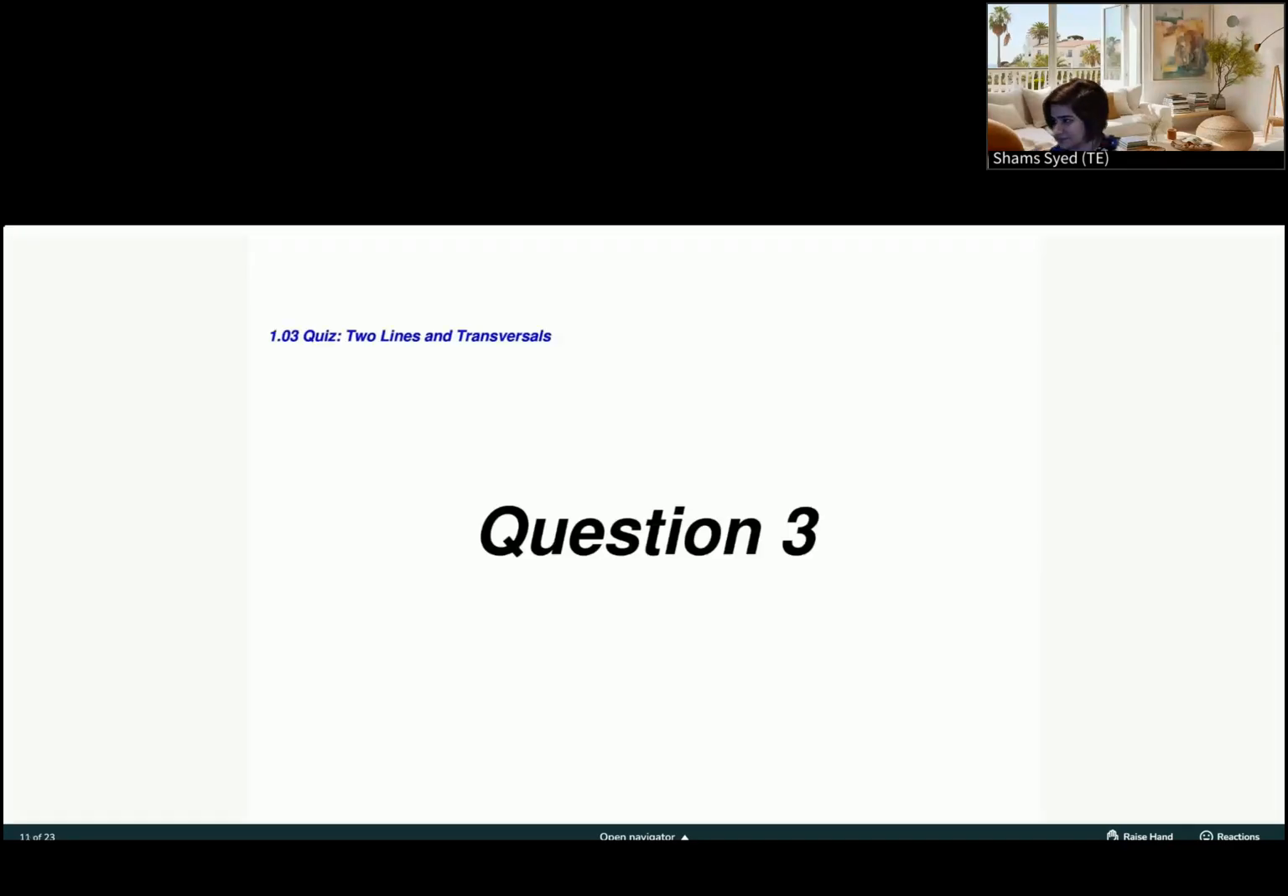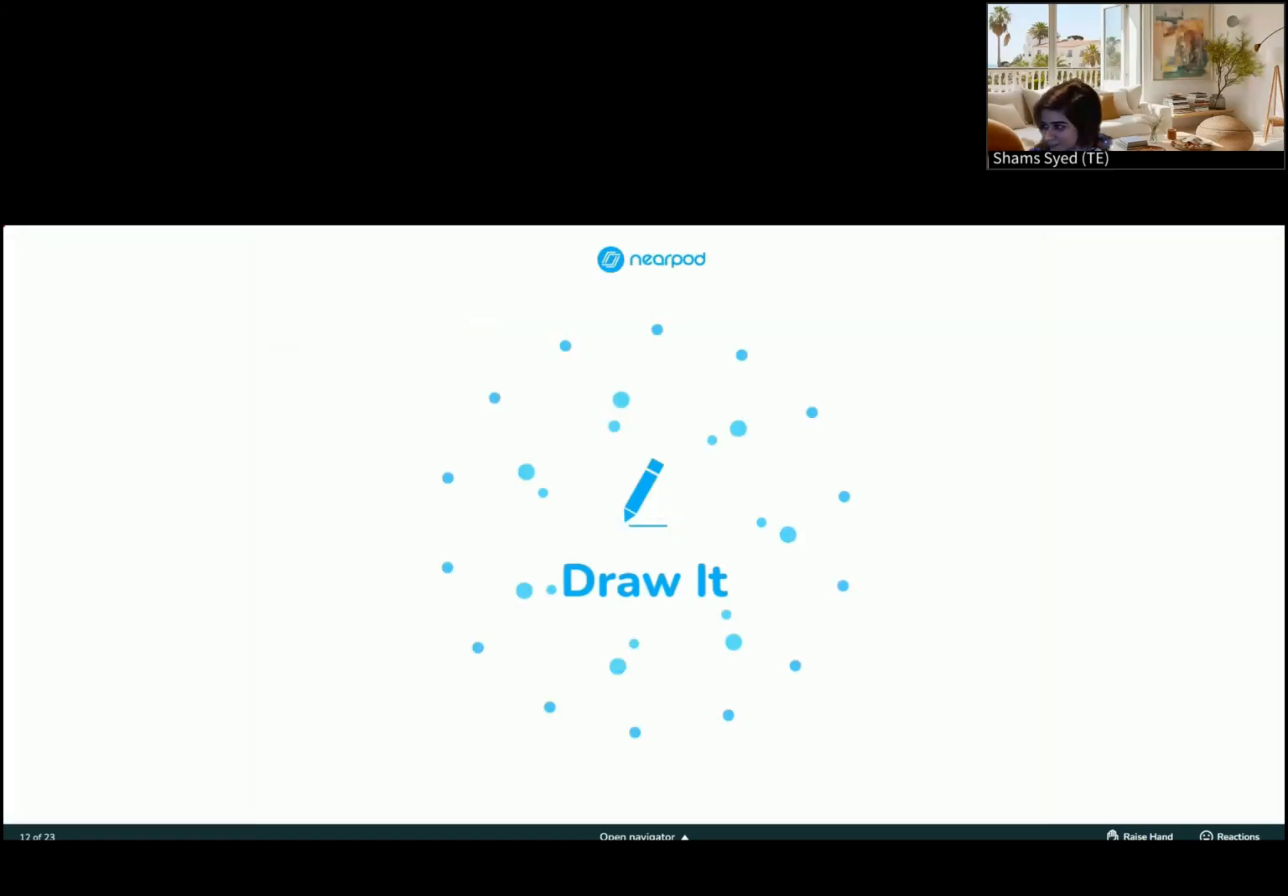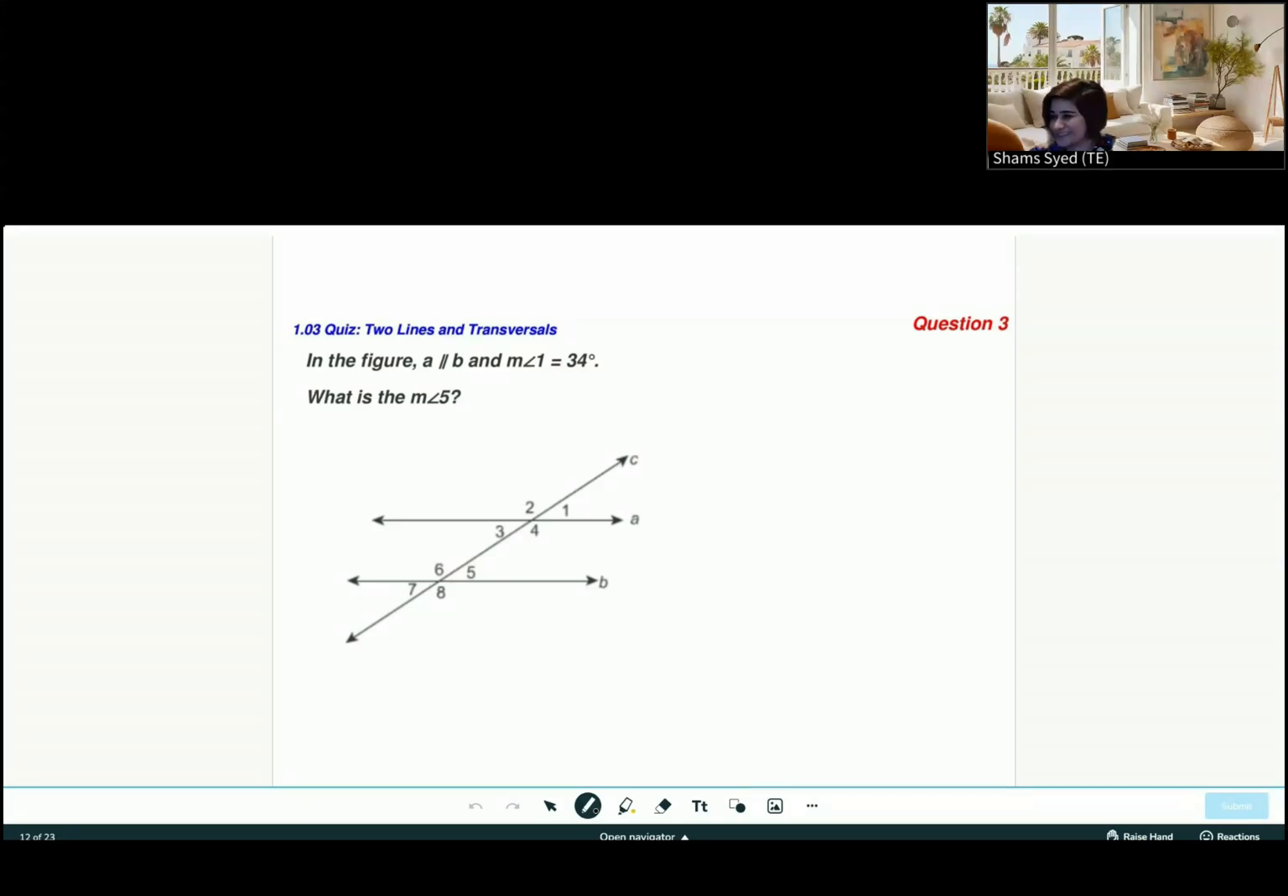Are you guys ready? The kind of questions in question 3, 4, and 5 are the kind of questions that you will see on the STAR test and on my test. These are important questions. Here's question 3. Listen carefully, because the questions are not supposed to be hard. They're just common sense because you can visually see and tell. In the figure, line A is parallel to line B.